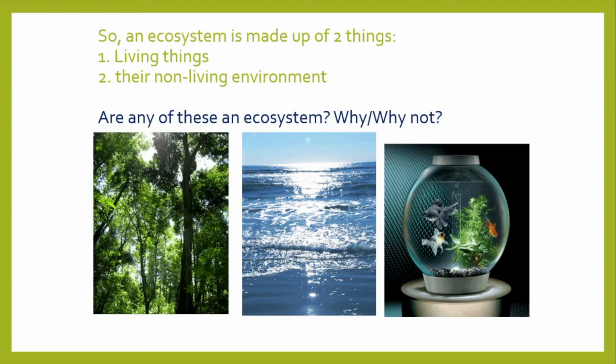You can get plastic plants for fish tanks, but usually you've got living plants, you've got living fish, and then you've got your non-living elements. You've got the glass of the fish tank, you've got the gravel in the bottom of the fish tank, you've got usually a thermometer and a heater and a filter, all the things that control the climate and the ecosystem within that fish tank. So ecosystems can be any size.